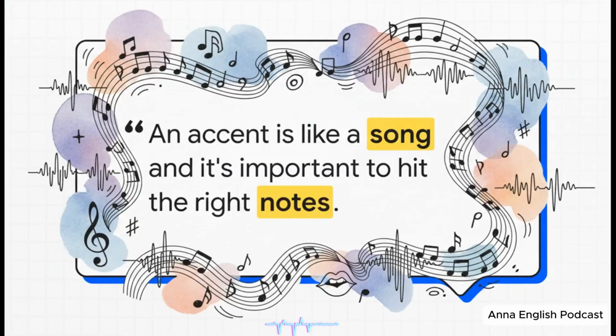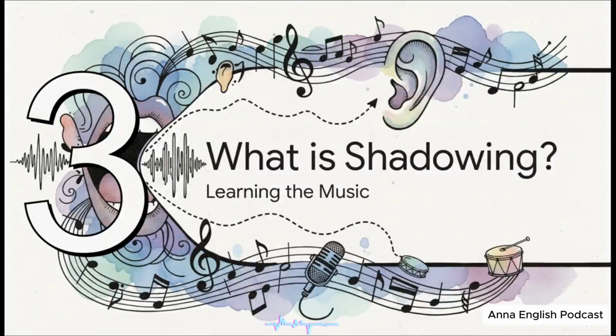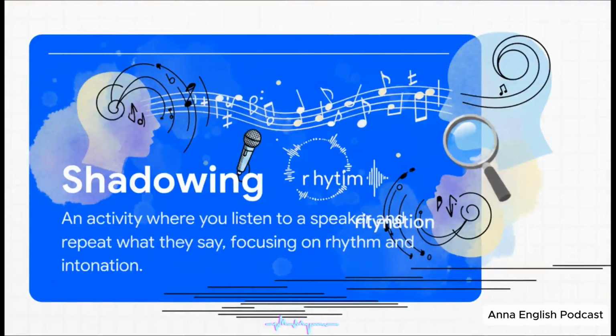You know, a pronunciation coach named Dylan said it perfectly. Think about it this way. The words you know are the lyrics, but the accent, that's the song. To sound natural, you've got to learn the melody, not just say the words. Okay, so if pronunciation is like music, then how on earth do we practice it? How do we train our ears and our mouths to actually learn the song of English? Well, the answer is a really cool and powerful technique called shadowing.